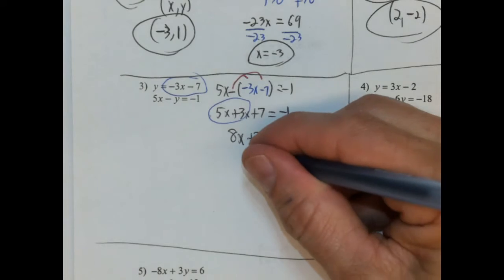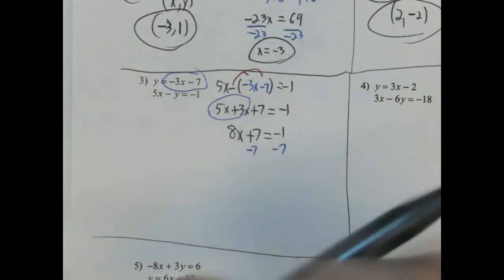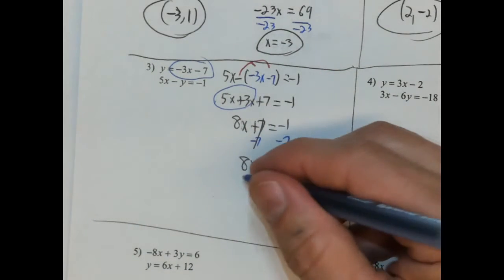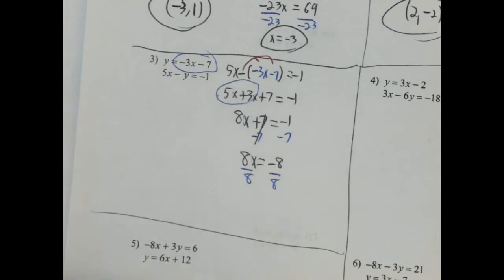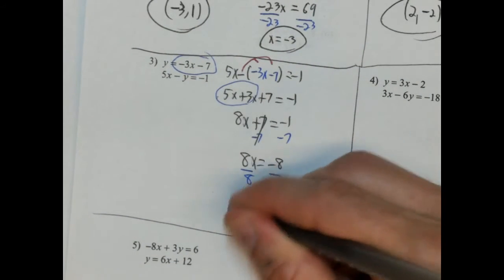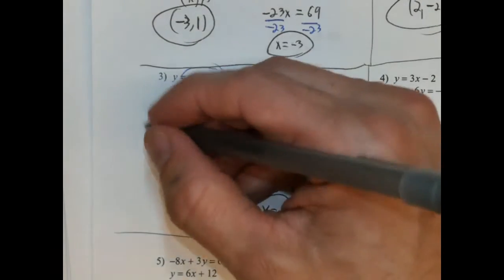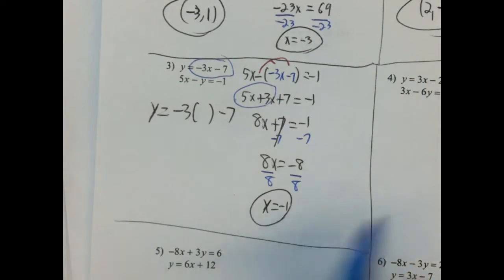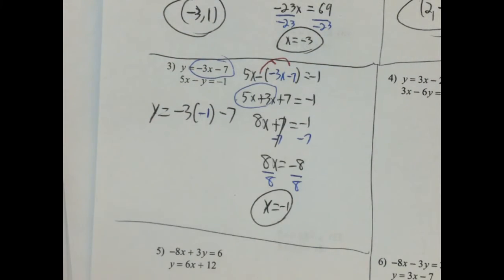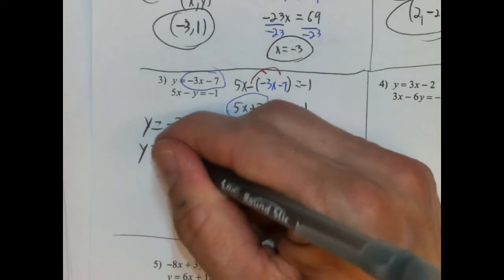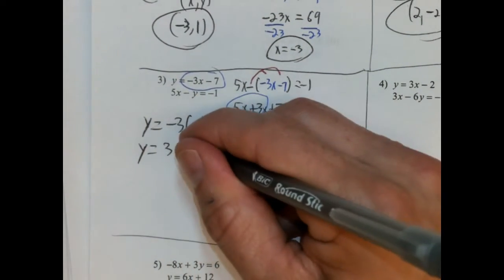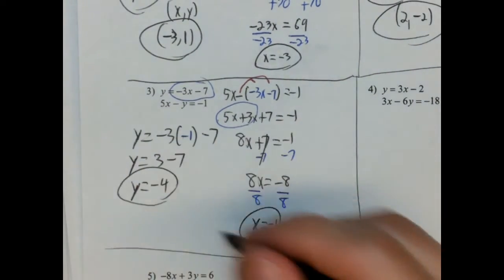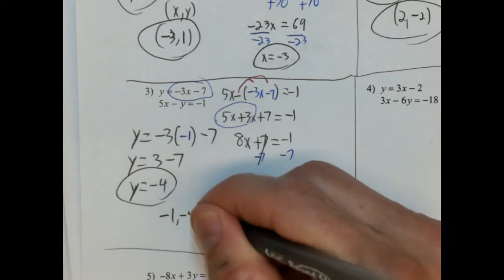Let's get rid of our constants. We're going to subtract 7 from both sides. So 8x equals -8. We're going to divide both sides by our coefficient, which is 8. And x will be equal to -1. Okay, let's plug that back in up here. So y equals -3, and we're going to plug in -1 for our x value. Okay, so let's follow our order of operations. -3 times -1 is positive 3. Positive 3 take away 7 is going to be -4. So y is equal to -4. So -1, -4.